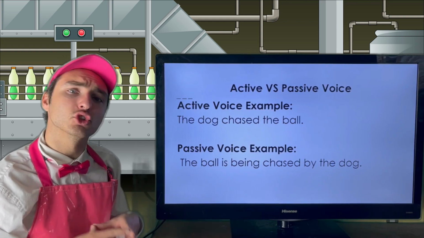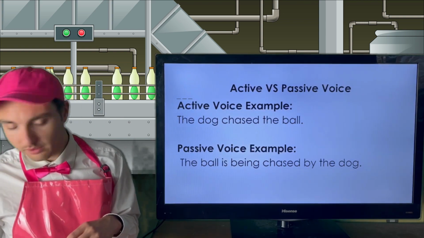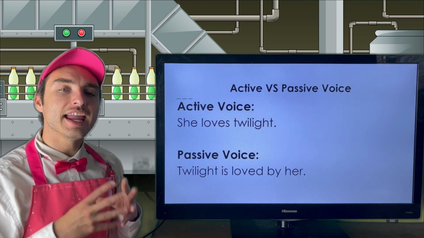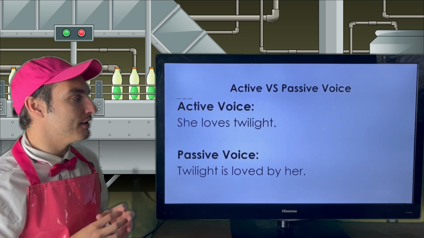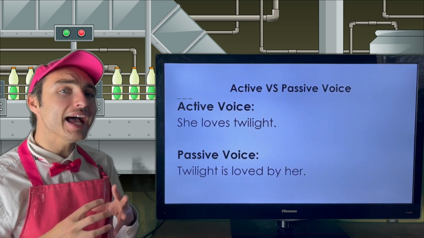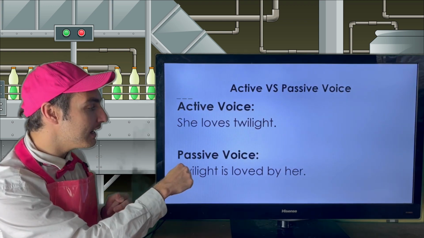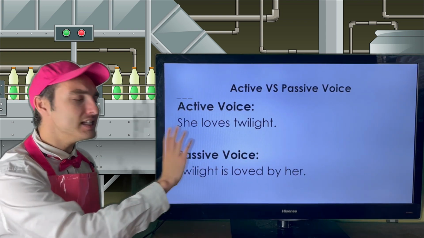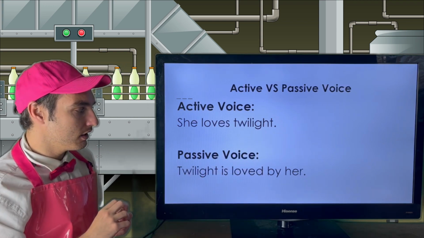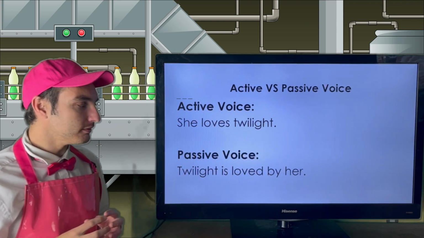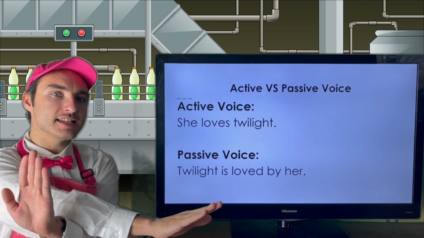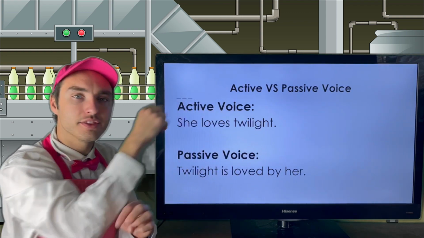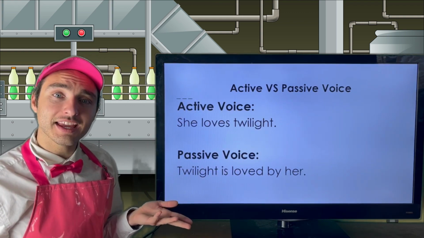Let's look at another example so we can clarify it even more. Before we had, she loves Twilight. It's active voice because the subject is performing the verb. However, in the passive voice example, Twilight is loved by her. We have our object first, and it's being acted upon by the subject. So is loved by her. You can see that we just flipped the sentence. Pretty cool, right?